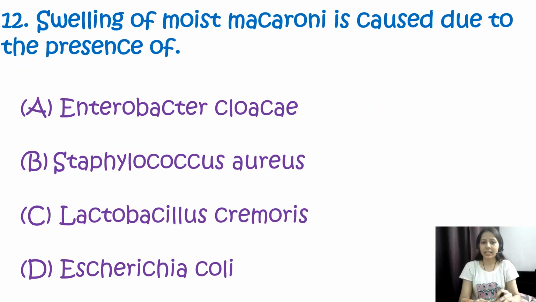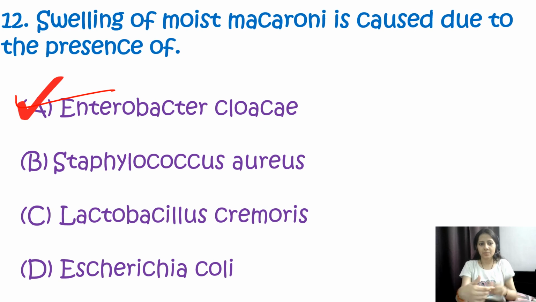Question number 12. Swelling of moist macaroni is caused due to the presence of. So options are Enterobacter cloacae, Staphylococcus aureus, Lactobacillus cremoris, or Escherichia coli. So over here, the swelling of moist macaroni is due to the presence of option A, that is Enterobacter cloacae. Actually, this bacterium is known for causing spoilage in various food products, which includes moist macaroni. It can ferment carbohydrates and even produce gas, which leads to swelling of the product and can further lead to spoilage. So correct option over here is A.